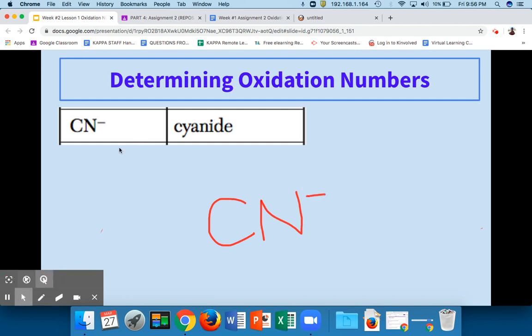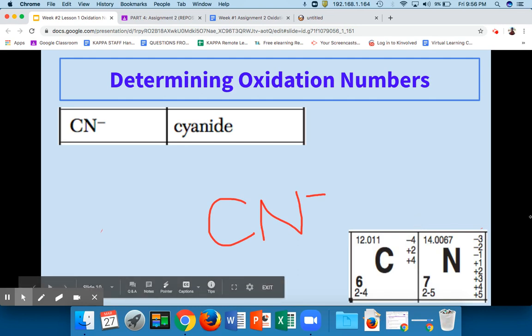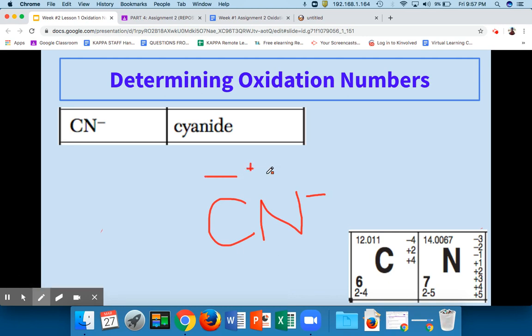Now, carbon and nitrogen both have multiple oxidation numbers. We look at our reference table, we see that there are several options. So how do I know which ones to use? Well, we can start by looking at the charge. We know that whatever the oxidation numbers are here, they have to equal what? They have to equal -1. So let's look at our options here. What 2 number combinations would give us a -1?